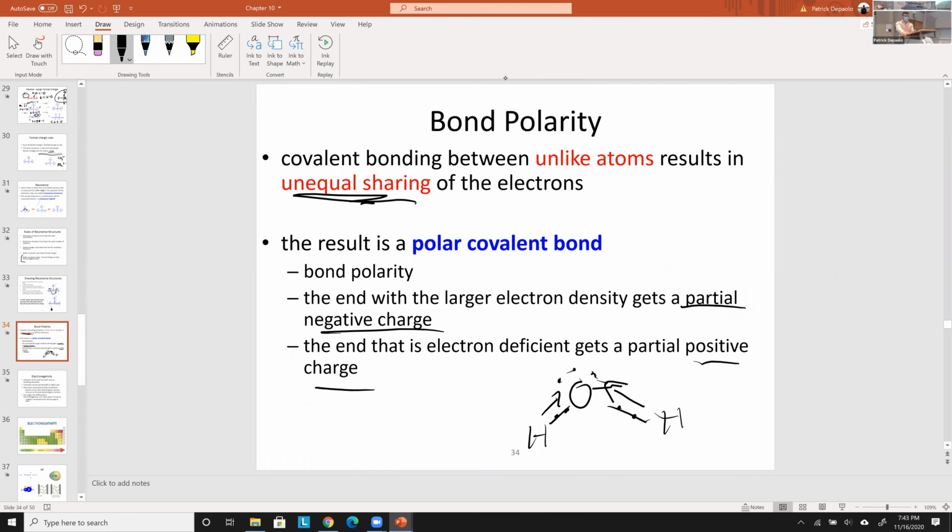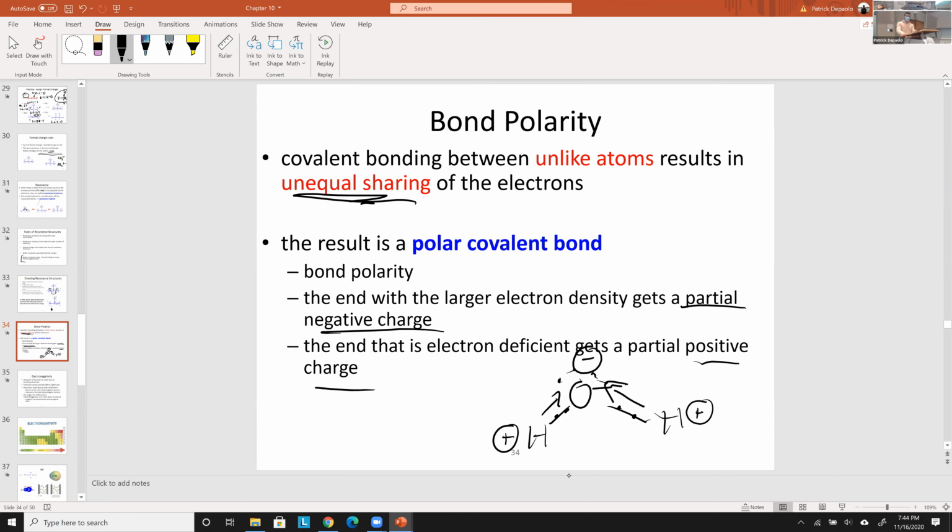And what this does is it makes a partial negative charge by the oxygen and a partial positive charge by the hydrogens, making the molecule partially charged, positive and negative. This is also called a dipole. Just like the North Pole and the South Pole, the Earth is a dipole. It has a positive end and a negative end, two poles, which establishes our magnetic field. So with water, it's the same kind of concept. You have a negative end and a positive end.